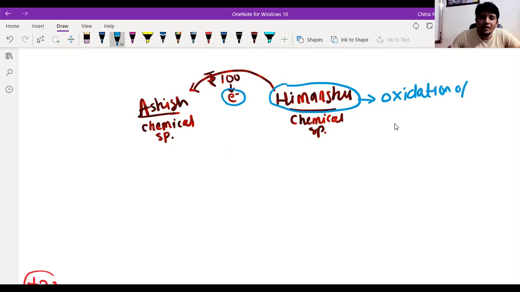Loss of electron is oxidation. Gain of electron means reduction. So Himanshu is losing 100 rupees, means losing electron. That means oxidation of Himanshu takes place.